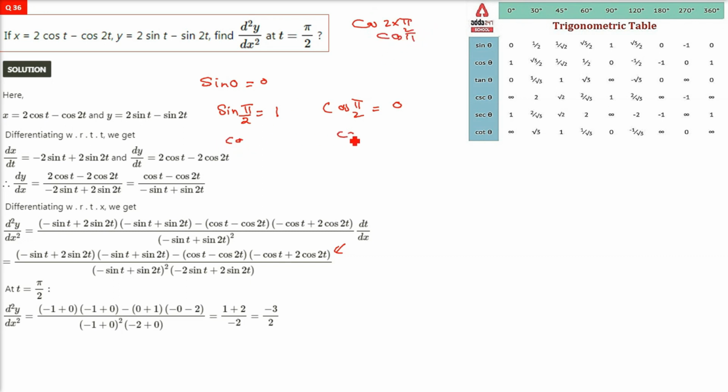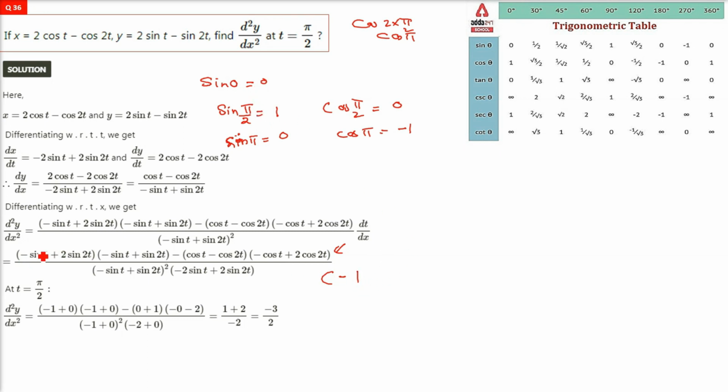What is the value of cos pi? This is the main thing here. Because cos 0 is 1, you will be tempted to write cos pi also as 1. No, cos pi is negative 1. Cos 180 degrees is negative 1. This is the only thing which you need to remember, otherwise you will have an incorrect answer. So sin pi also we have got 0.